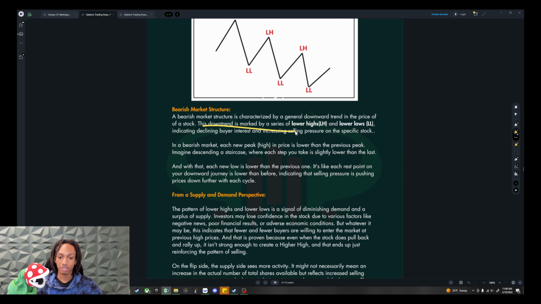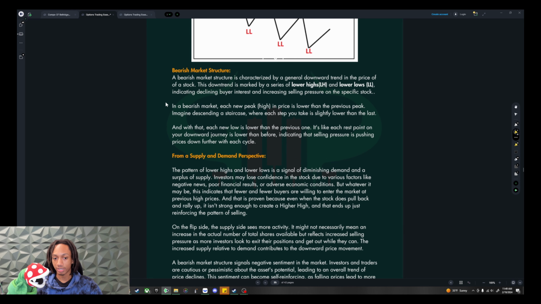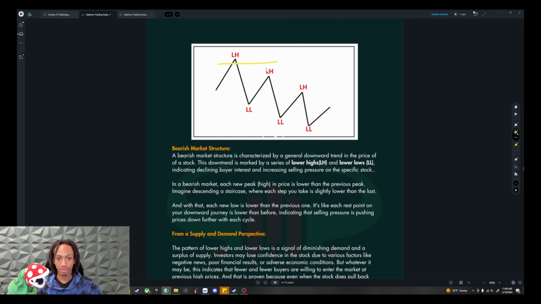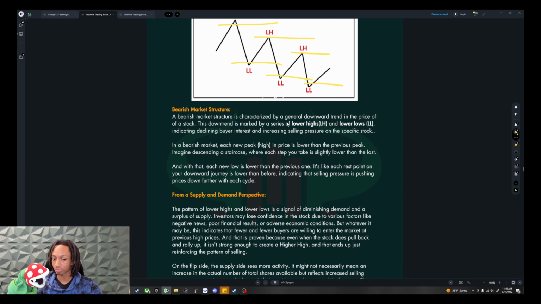This downtrend is marked by a series of lower highs and lower lows, indicating declining buyer interest and increasing selling pressure on the specific stock. So in a bearish market, each new high is lower than the previous high, lower than the previous high, and each new low is lower than the previous low.